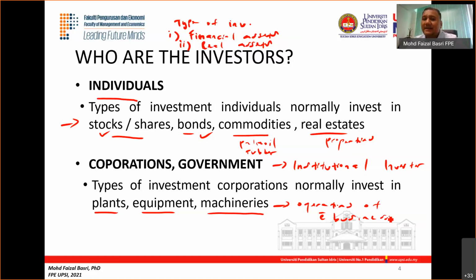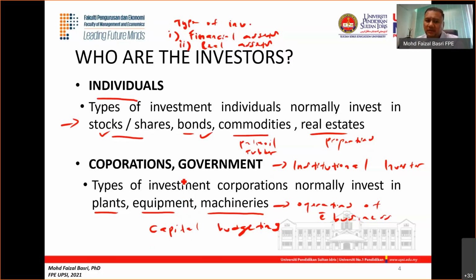So as a company, the focus may be more diverse. It's not only about the financial assets or the real assets; on top of that, they will invest for their operations. So they have more things to invest in. If you remember in financial management, when we talk about plants, equipment, machineries, we had one topic last time related to capital budgeting. Capital budgeting is a tool used by companies to decide whether to purchase new assets or new equipment, or to invest in new projects, so that their investment will be profitable enough before they decide whether to invest or not.